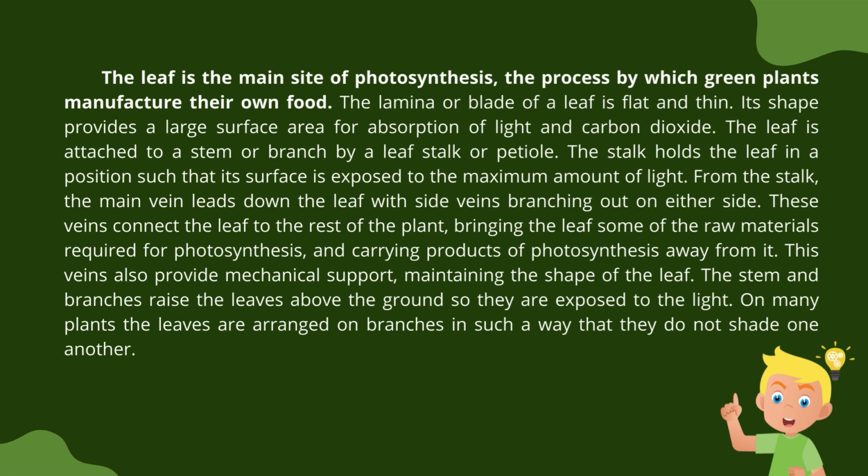The stem and branches raise the leaves above the ground so they are exposed to the light. On many plants, the leaves are arranged on branches in such a way that they do not shade one another.